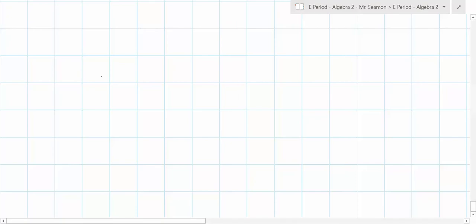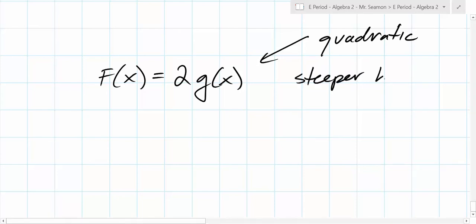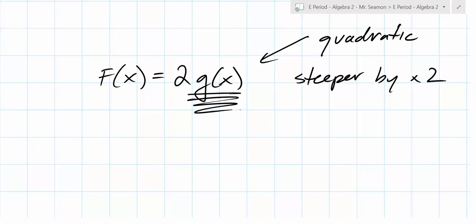So let's say f of x is equal to 2 times some quadratic. If you multiply the whole thing by 2, do you think it makes it steeper or shallower? It makes it steeper, because what happens to all the y values? They get multiplied by 2, because these are the outputs, right? What happens to all the output values? They double. So if you got 2 out before, you now get 4. If you had 4 out before, you become 8.